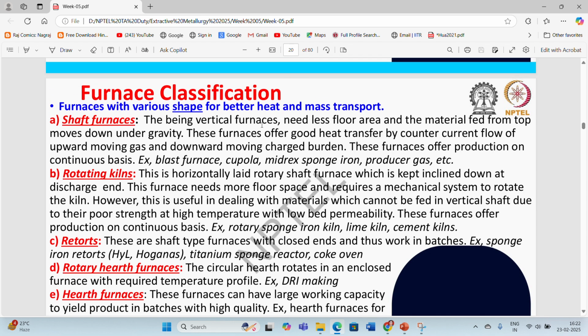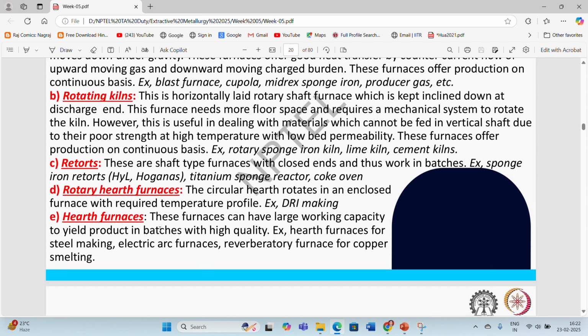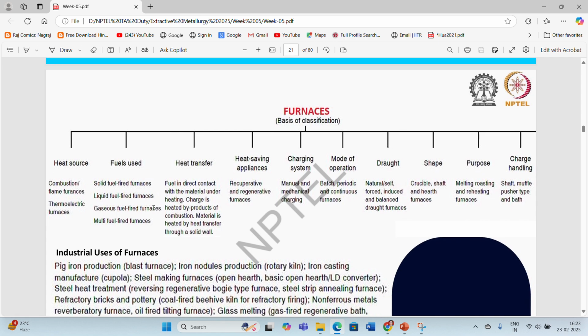Then, based on the various shapes for better heat and mass transport, we can divide the furnaces into shaft furnaces, which use a long kiln. And the common examples of shaft furnaces are blast furnace, cupola, or Midrex sponge iron furnaces. Then rotating kilns are there, which are basically a type of shaft furnace which is horizontally laid. Then there are retort furnaces, rotary hearth furnaces, which are basically used for the DRI making process. Then hearth furnaces are there.